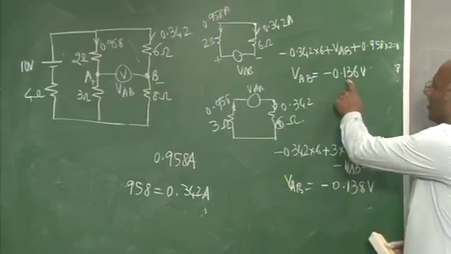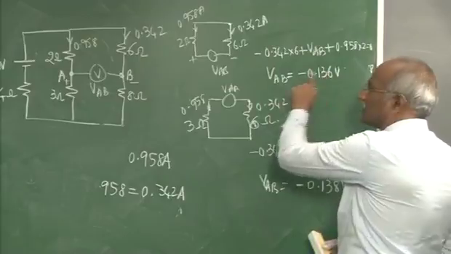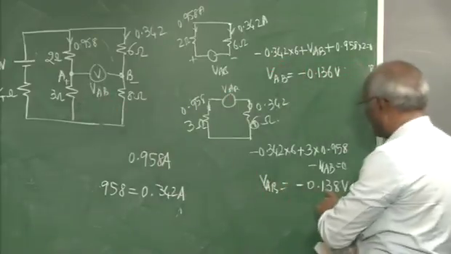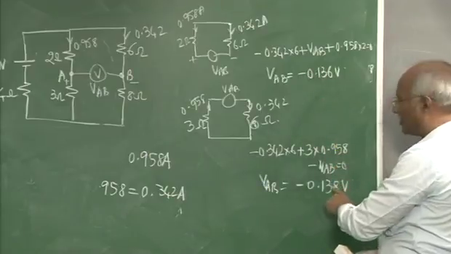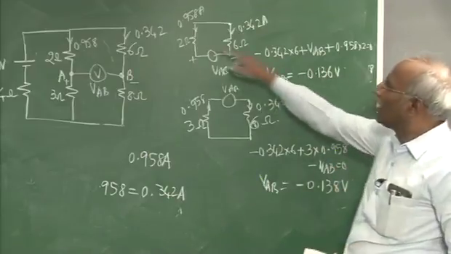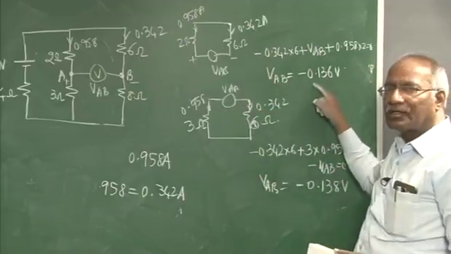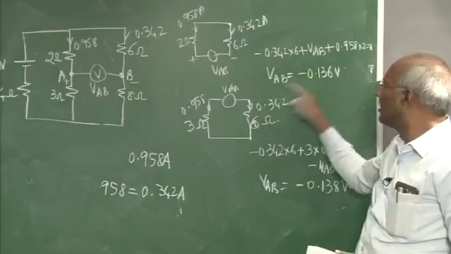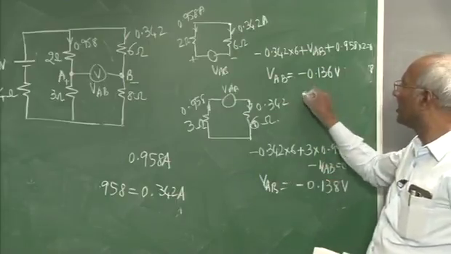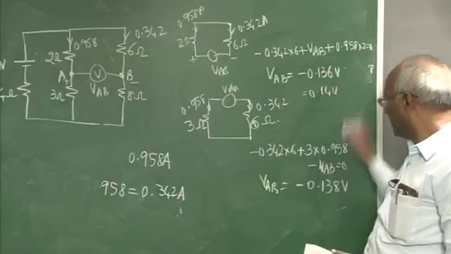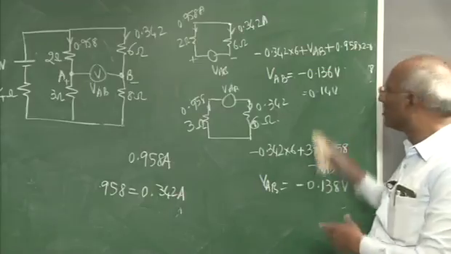This loop has led to a voltage of 0.136, while this loop has led to a voltage of 0.138. Then why is there a difference in potential? The reason is that all these values are approximate values. If you consider all the decimal places, then the voltage will be the same. If this were rounded off as say 0.14 volt, and this also rounded off to 0.14 volt, both of them result in the same value.